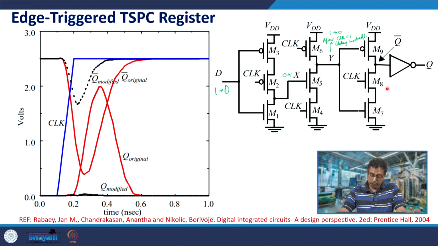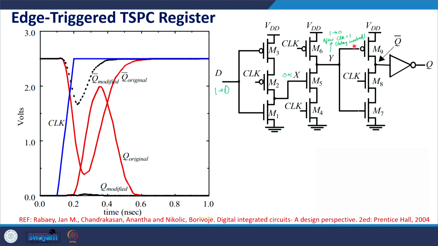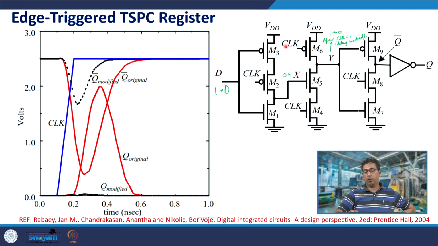Also, node Q is a dynamic node, node X is a dynamic node. Node Y is also a dynamic node when clock is turning high. When D is 1, X is 0, clock turns high, M6 is off, M5 is off, so node Y is dynamic.